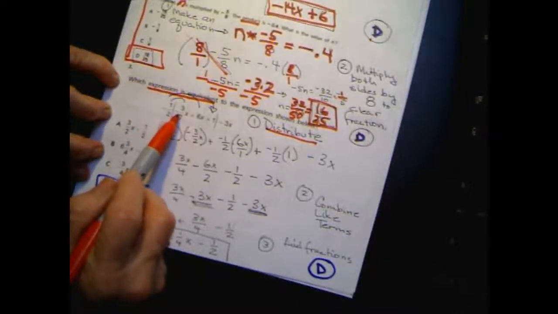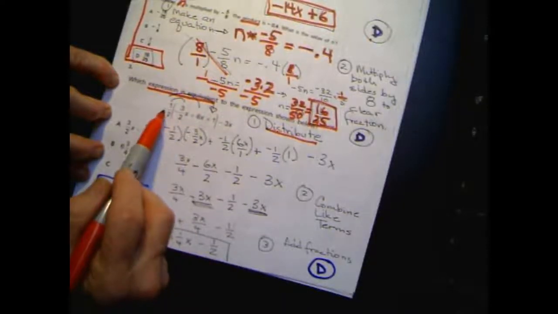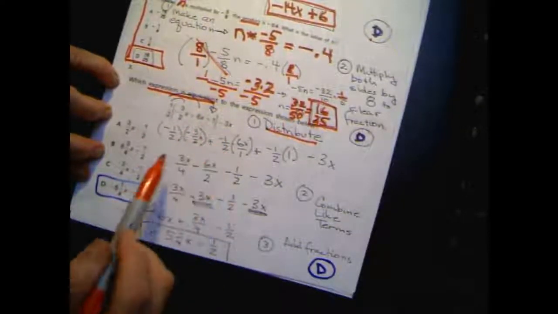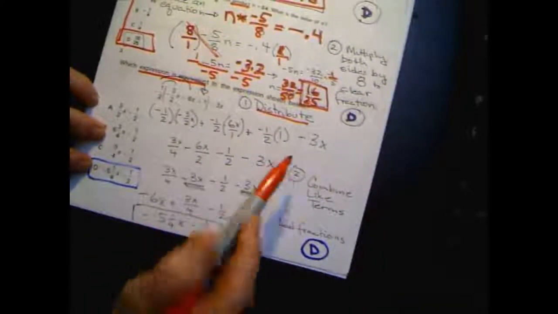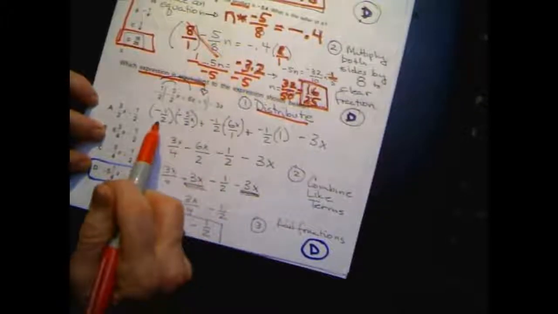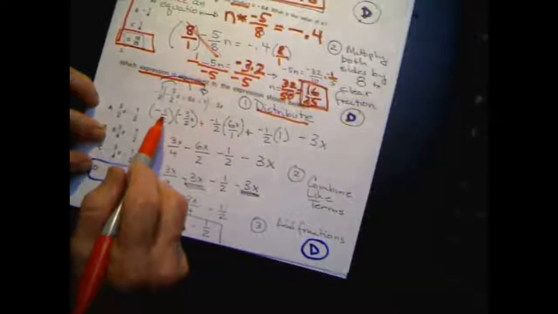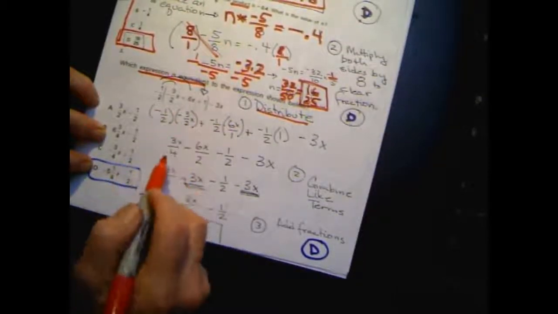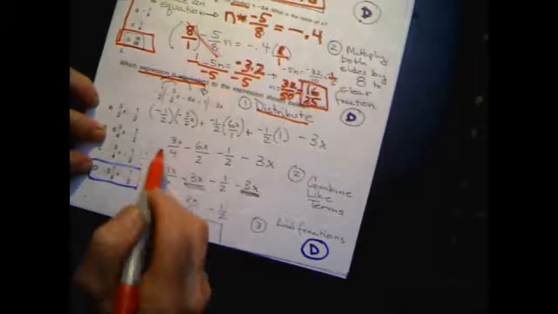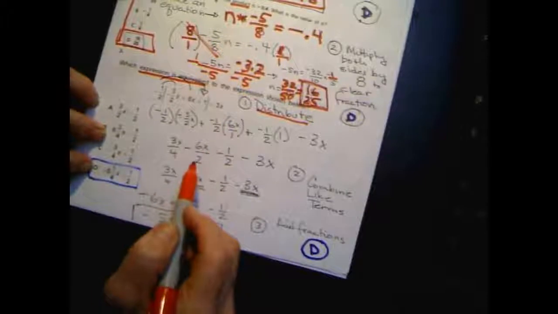-1/2 times -3/2, -1/2 times 6x, negative 1/2 times 1 minus 3x. So the distributing looks something like this. And basically you then just have to painfully multiply these things through. 1/2 times 3/2, 1 times 3 is 3, 2 times 2 is 4, a negative times a negative is now a positive. 1 times 6 is 6, 2 times 1 is 2.